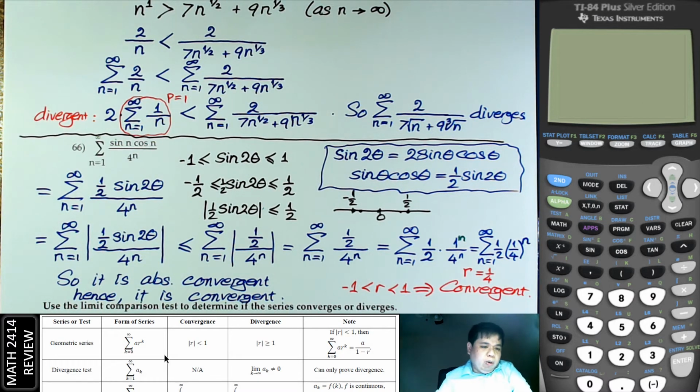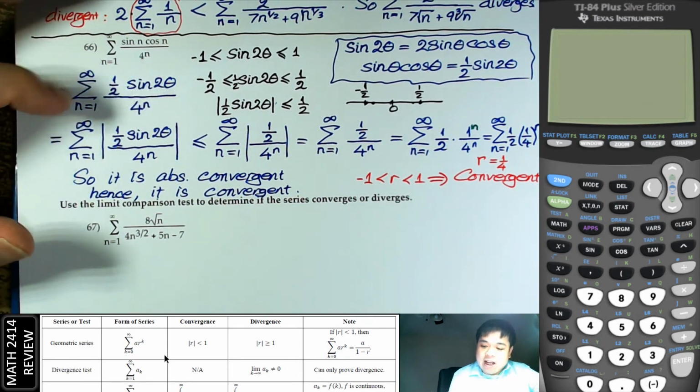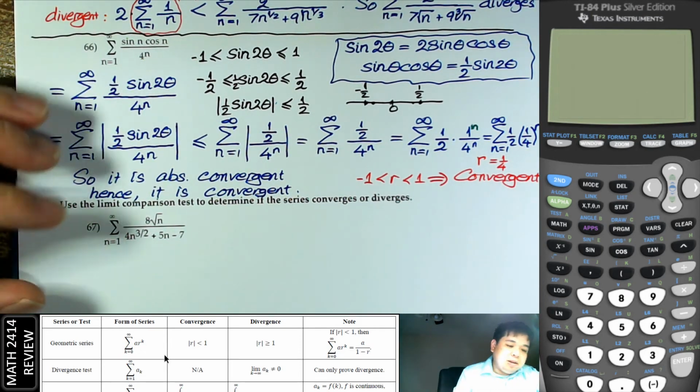So this requires a lot of things to put together. But usually the direct comparison test is like that. We kind of know the answer already and we're trying to prove it. The limit comparison test, usually it is a better one. We don't know, we just compare to something and then we see what happened. So that's what we have next, the limit comparison test.